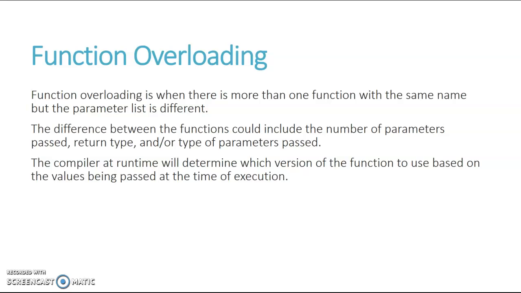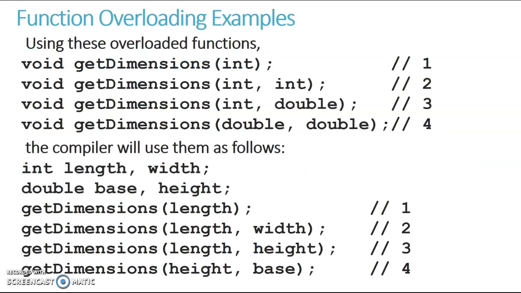Function overloading is when there's more than one function with the same name, but the parameter list is different. The difference might be in the data type listing, the return type, and the type of parameters. So here we see a couple examples of overloading. They're all called get dimensions, but the difference here is the parameter list, the types, the order, and so forth.